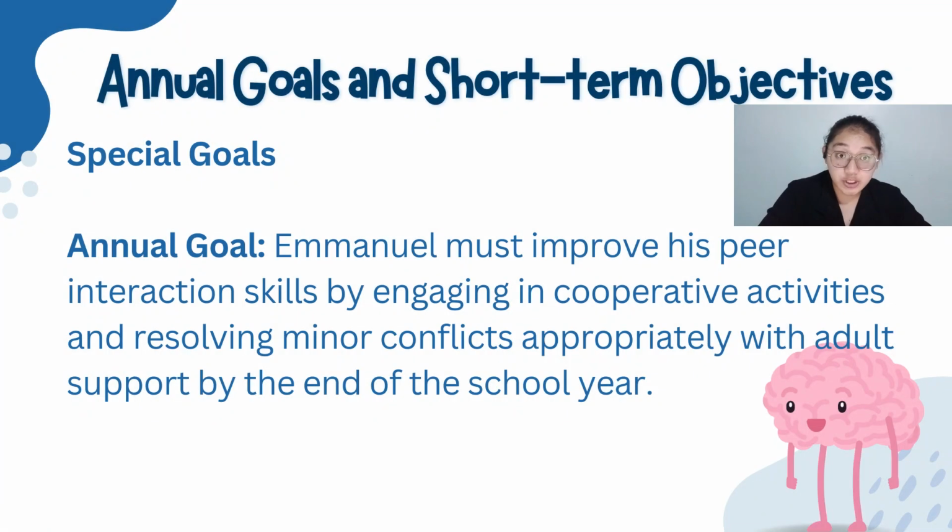And next, sa social goals. So, annual goal, Emmanuel must improve his peer interaction skills by engaging in cooperative activities and resolving minor conflicts. So, by the end of the year, dapat nag-improve yung interaction skills niya and mas cooperative na siya during group activities.